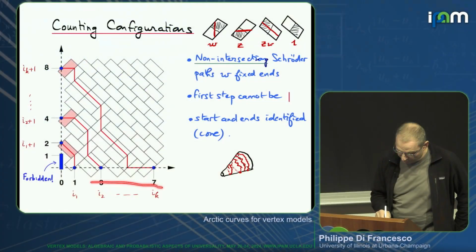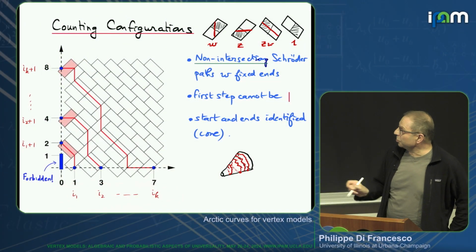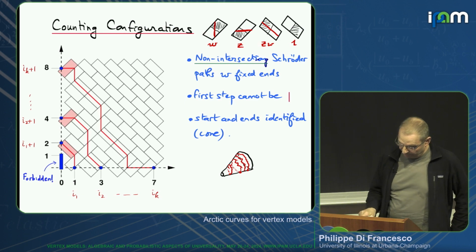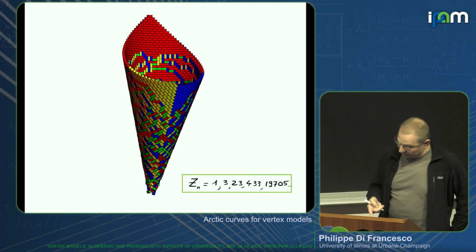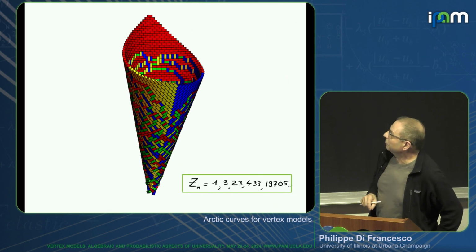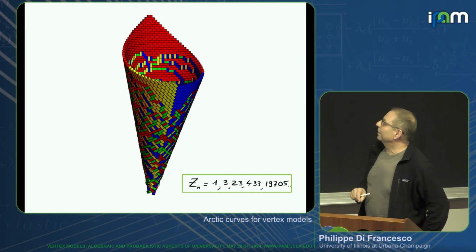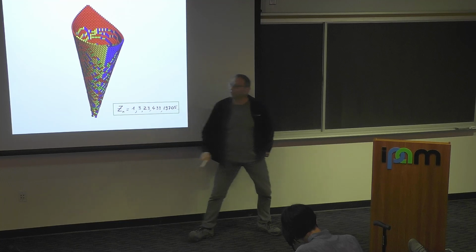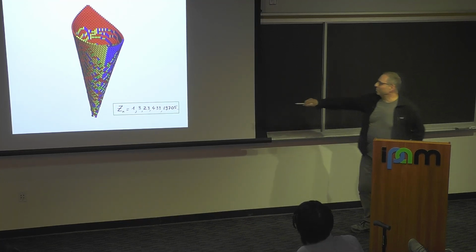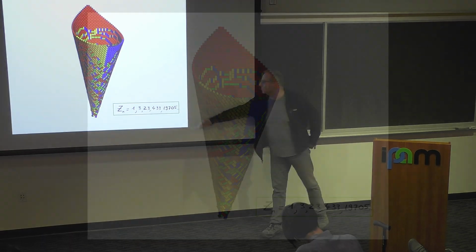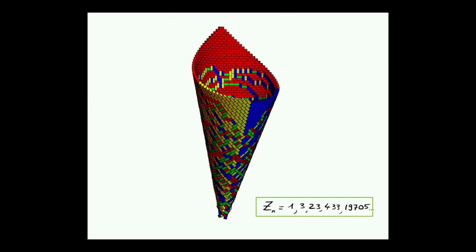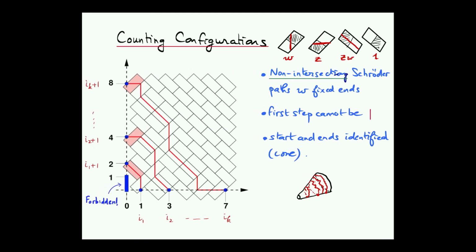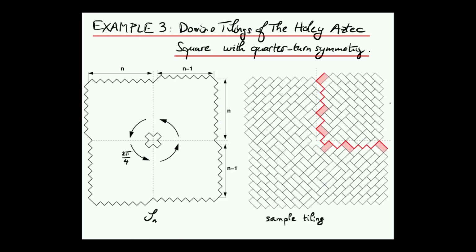But now you have to sum over all possible positions of these points, right? So this is the view of what you're doing, right? So it's a nice cone with a hole in the bottom, right? Very dangerous. And here are the numbers. So this is my first sequence of numbers. When you enumerate this thing, you find this sequence of 1, 3, 23, etc. Right? So this thing, right?